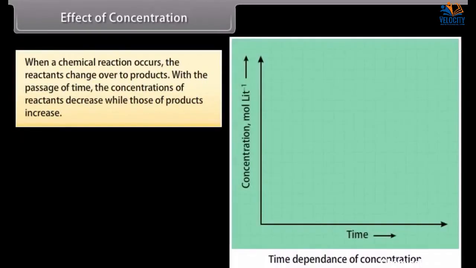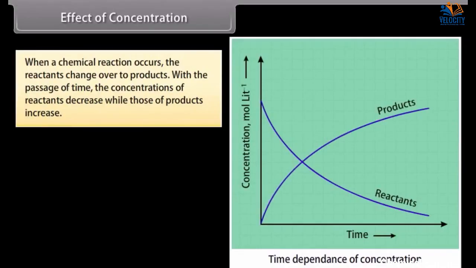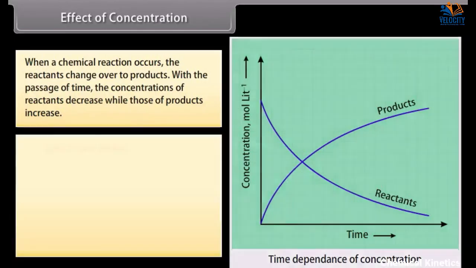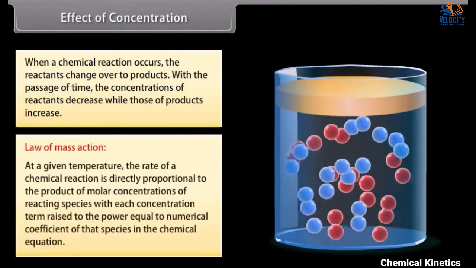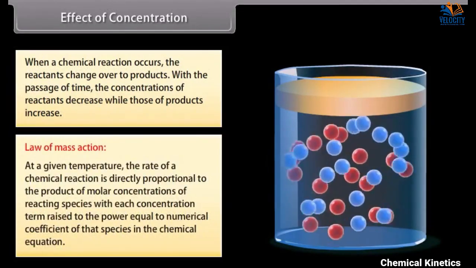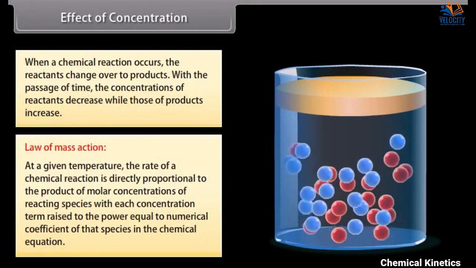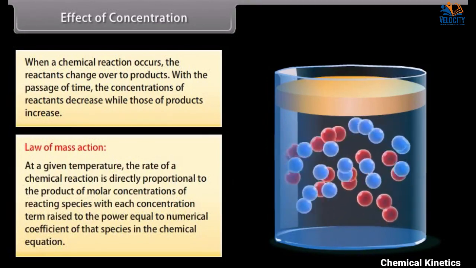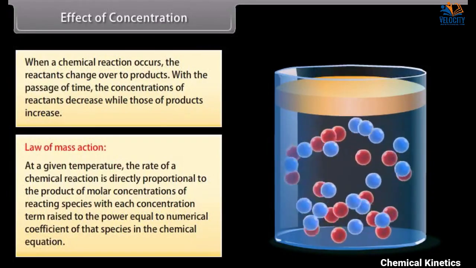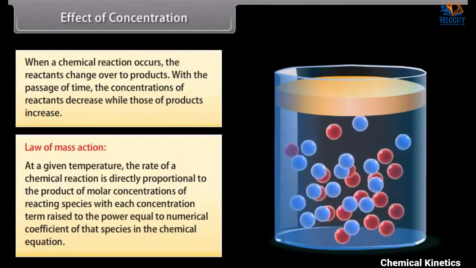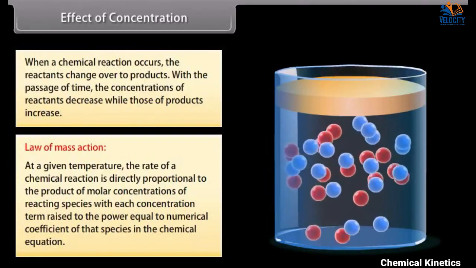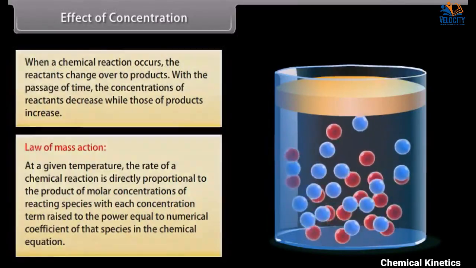Effect of concentration. When a chemical reaction occurs, the reactants change over to products. With the passage of time, the concentrations of reactants decrease while those of products increase. Law of mass action. At a given temperature, the rate of a chemical reaction is directly proportional to the product of molar concentrations of reacting species, with each concentration term raised to the power equal to numerical coefficient of that species in the chemical equation.